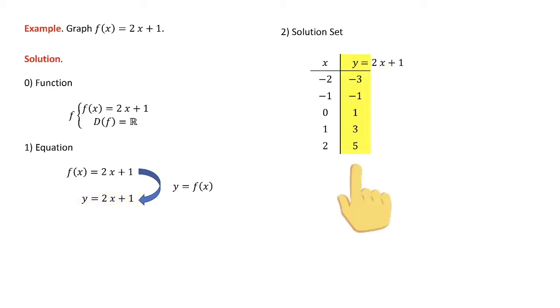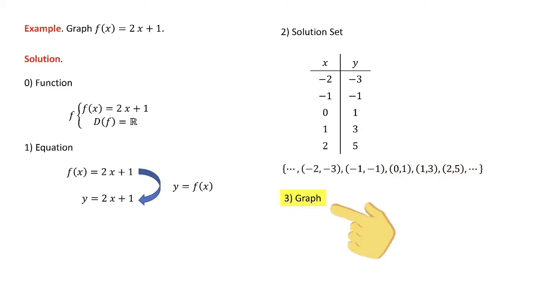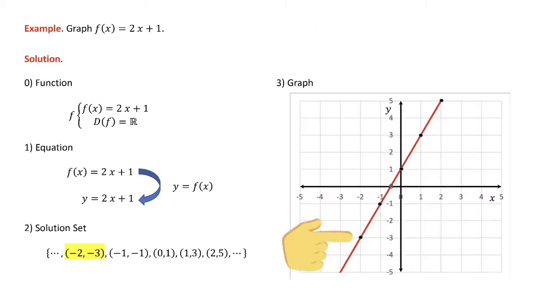I get the y values. I get my 5 points. Again, there's infinitely many points in this solution set of ordered pairs. I only have 5. Now I'm going to graph it. So I'm just going to keep the solution set. I'm going to move everything over to fit everything in.